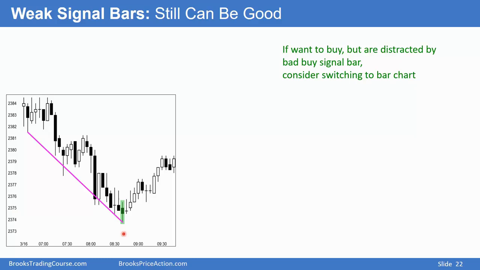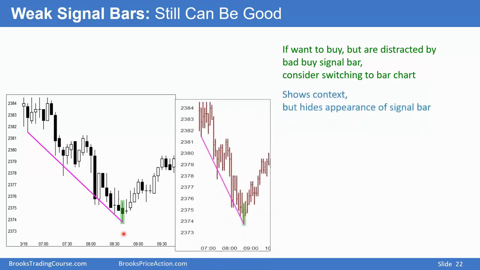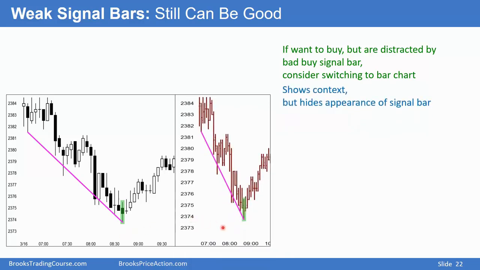Well, one way to get around that is don't look at a candlestick chart. Just put up a bar chart, and you don't see the bear bar. All you see is the context. You see a wedge bear channel with lots of climactic activity, and now you have a second entry buy. First entry above this bar, second entry above this bar. You just place a stop to get long above the high of this bar, and you get long right here. And if you're looking at the bar chart, you don't see that it's a bad buy signal bar. All you see is good context, and that's all you need.